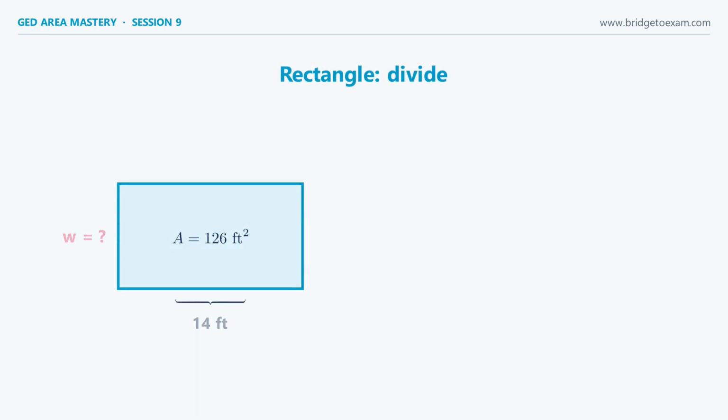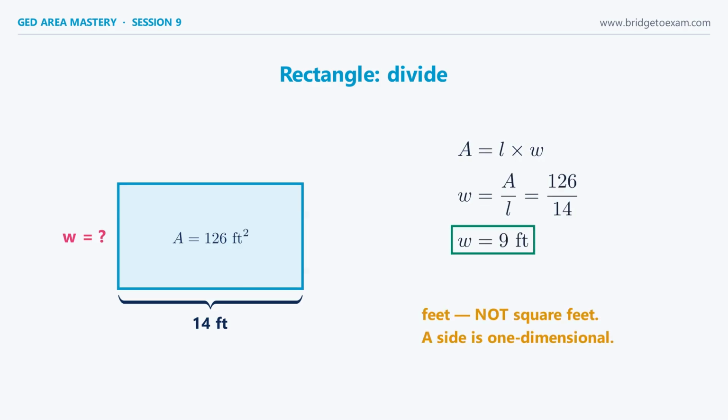Start with the rectangle. Area equals length times width. If the width is missing, divide both sides by the length. Width equals A over L. Area 126 square feet. Length 14. 126 over 14 is 9 feet. And look at that unit. The answer is a length, so it's feet, not square feet.